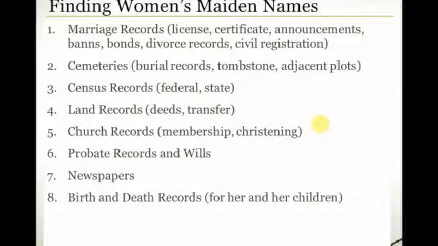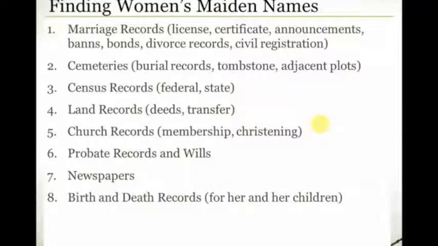Also, look for the death records, both hers and again her children's. Oftentimes the death record will record the mother's maiden name. Now I would suggest that just because you find a maiden name on a death record, find the death records for all of her children if you can.